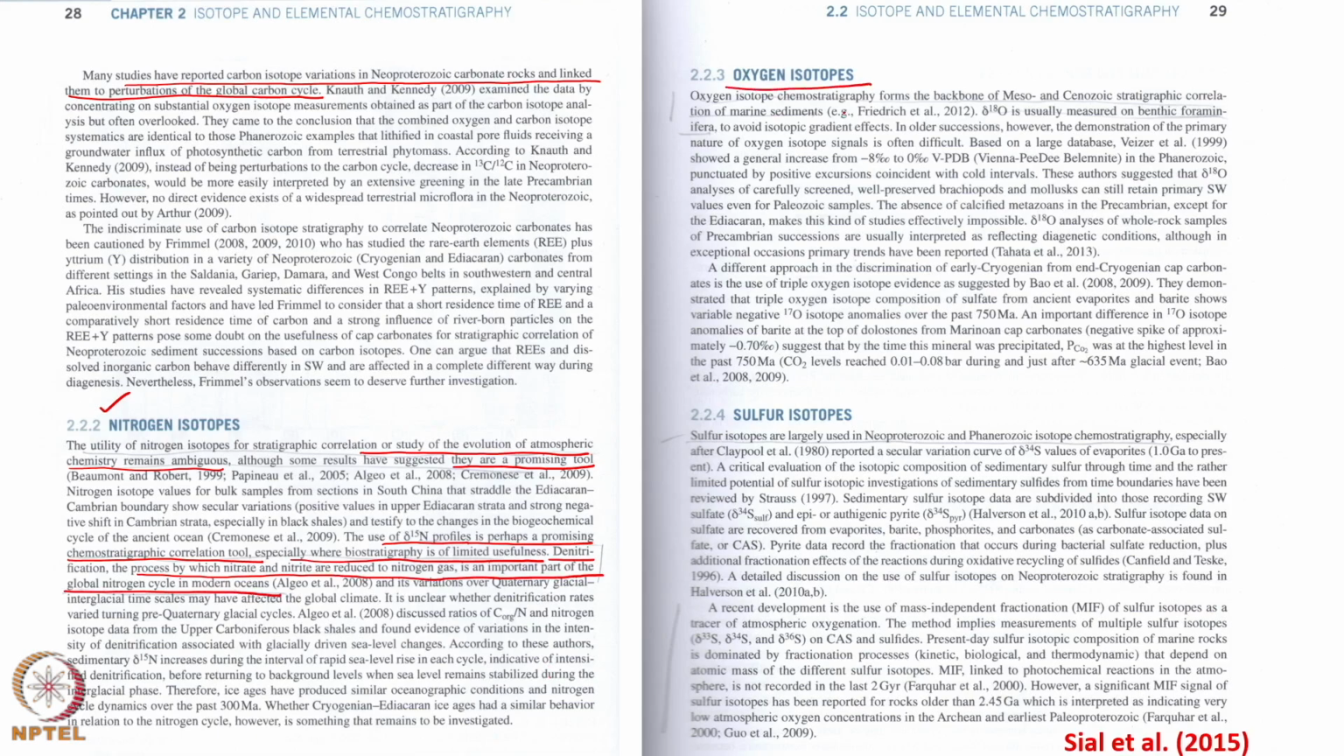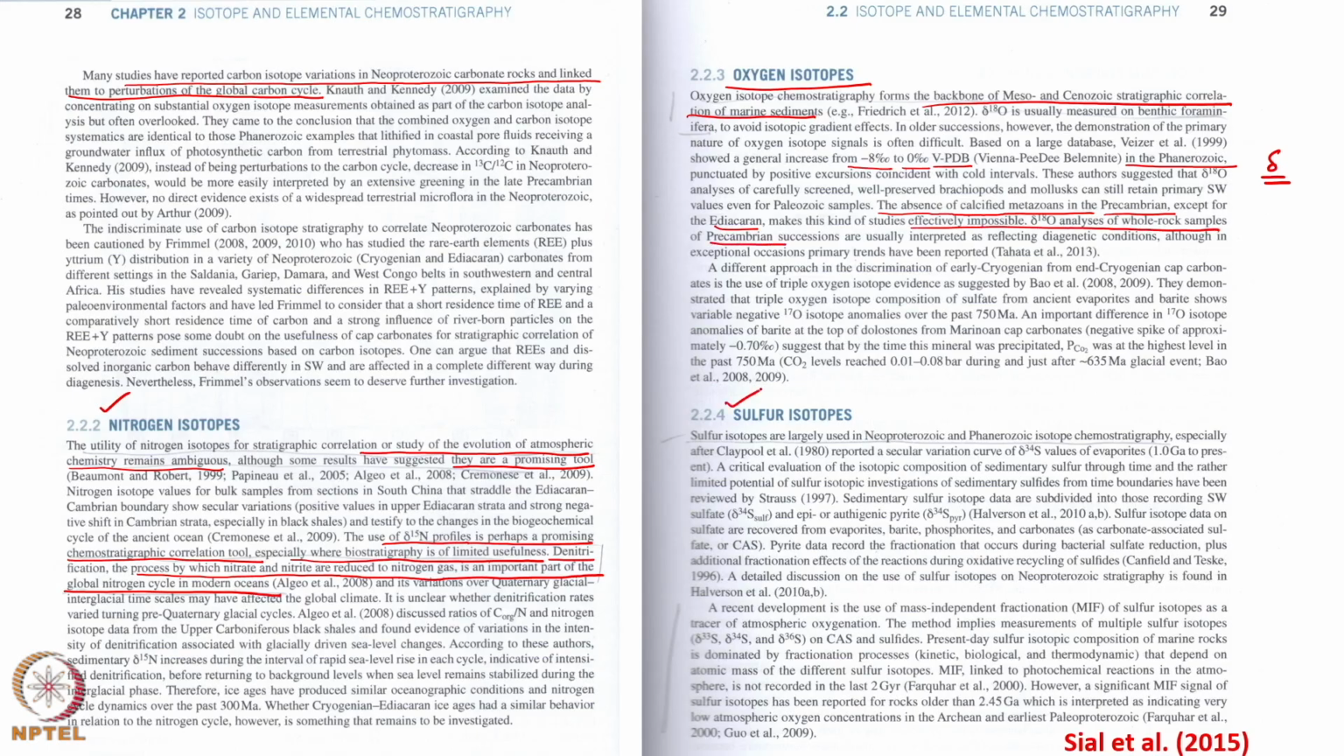Oxygen isotopes. Oxygen isotope chemostratigraphy forms the backbone of Meso- and Cenozoic stratigraphic correlations of the marine sediments. In the past, a change from -8 parts per thousand to 0 parts per thousand, that means VPDB, in the Phanerozoic has happened with the oxygen isotope. That means the delta value of oxygen isotope did not always remain positive in the Earth's history. For very old rocks and sediments, oxygen isotope cannot be used because of the absence of calcified metazoans in the Precambrian. It makes it very difficult to use del 18O analysis for the whole rock samples of the Precambrian successions.